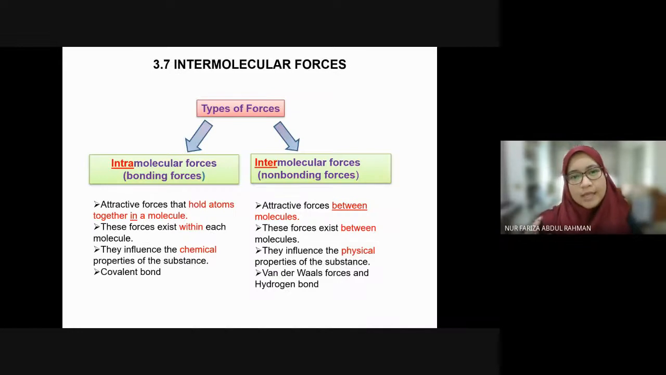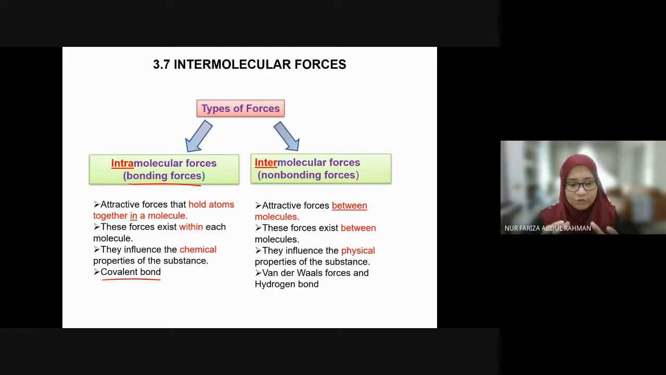Okay, types of forces. We have intramolecular forces and also intermolecular forces. Intra is also known as bonding forces. Okay, all right. So it is the attractive forces that hold atoms together in a molecule. These forces exist within each molecule. They influence the chemical properties of the substance. An example is the covalent bond. Intra means the bond that forms between the atoms in the molecule.